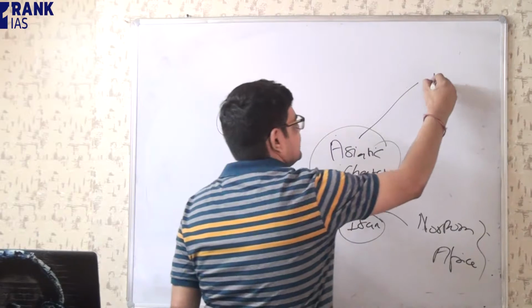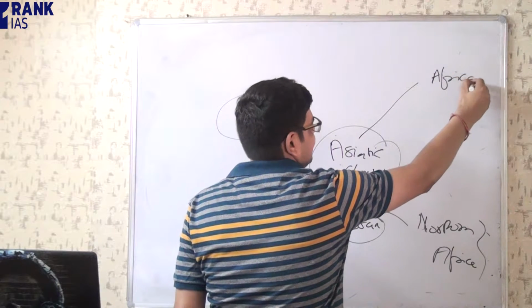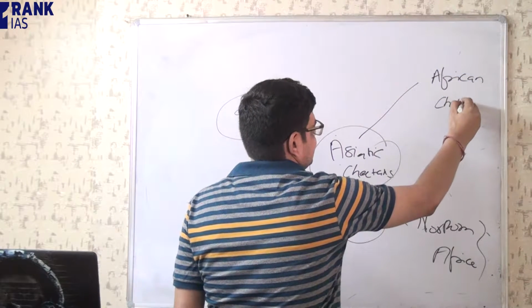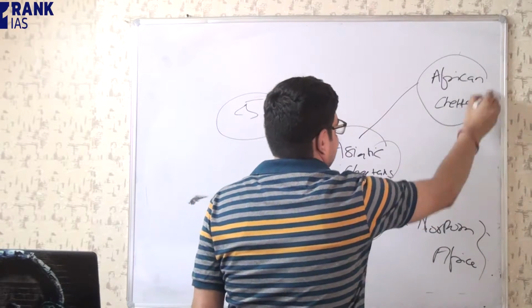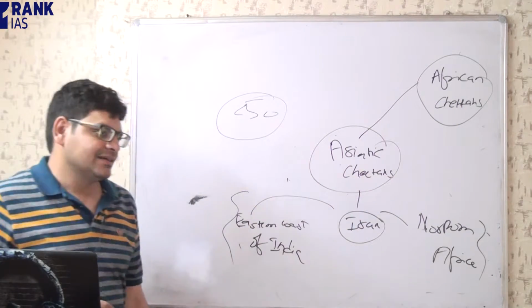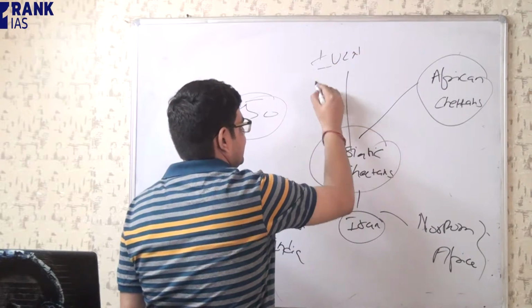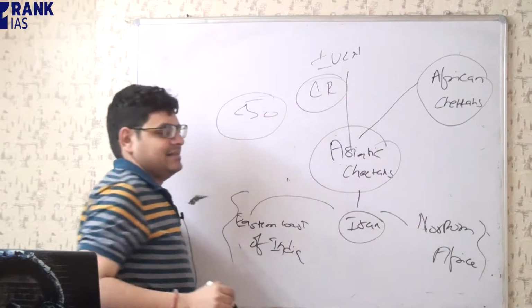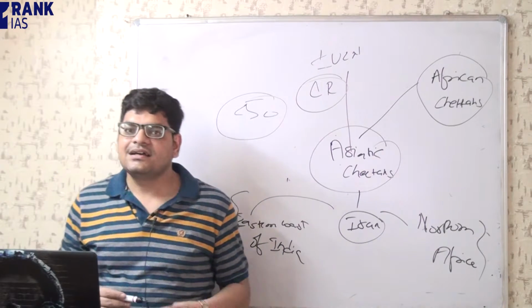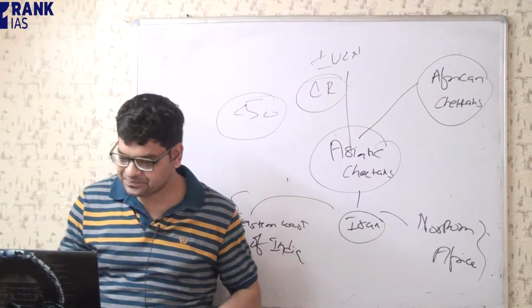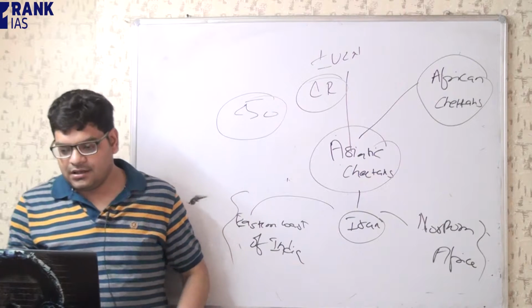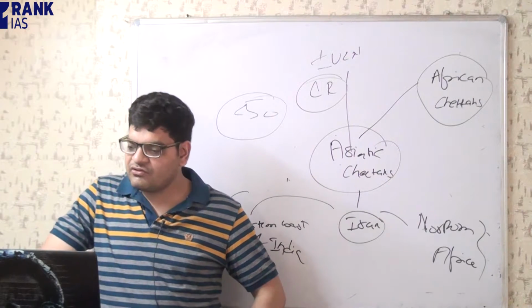There are their counterparts, African cheetahs, which are relatively less endangered. They have settled in the African region, but they are under great threat. IUCN has termed these Asiatic cheetahs as critically endangered. So they are on the verge of extinction.